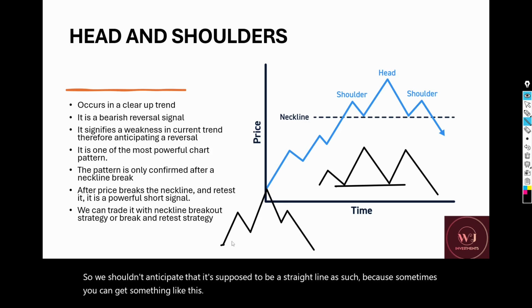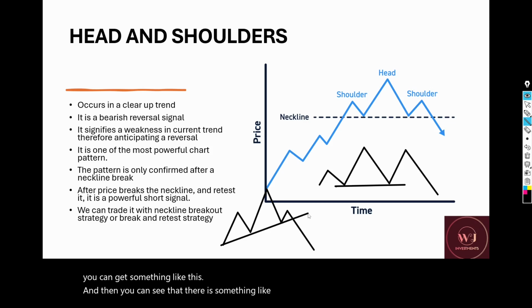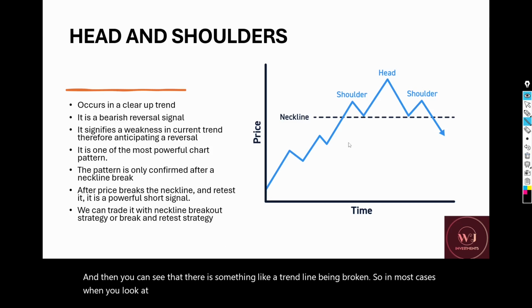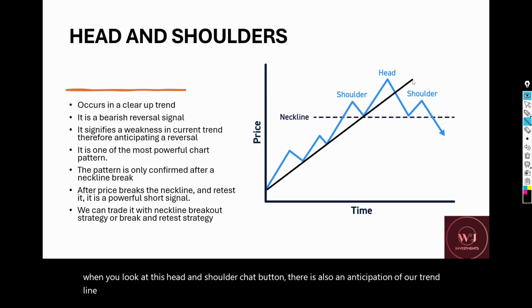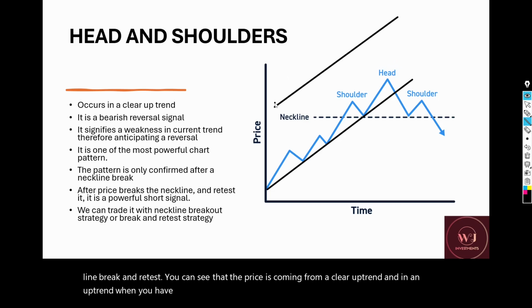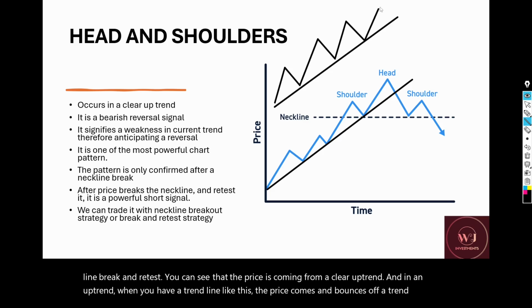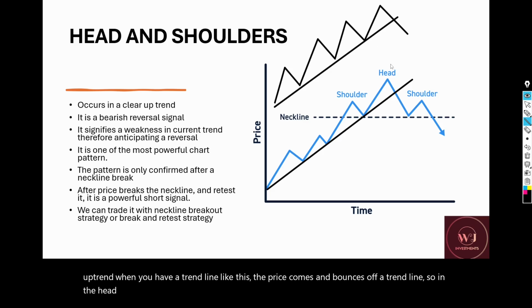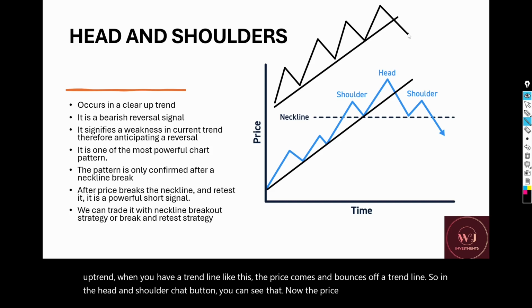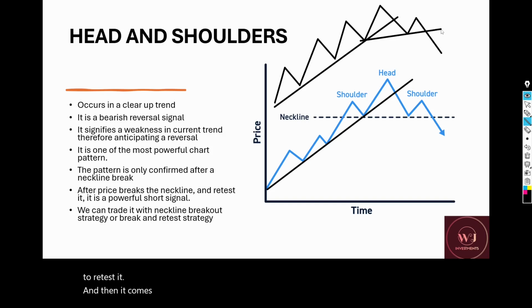And then you can see that there is something like a trend line being broken. So in most cases, when you look at this head and shoulder chart pattern, there is also an anticipation of a trend line break and retest. You can see that the price is coming from a clear uptrend, and in an uptrend, when you have a trend line like this, the price comes and bounces off a trend line. So in the head and shoulder chart pattern, you can see that now the price breaks the trend line, it tends to retest it, and then it comes to break. So this becomes the neckline.